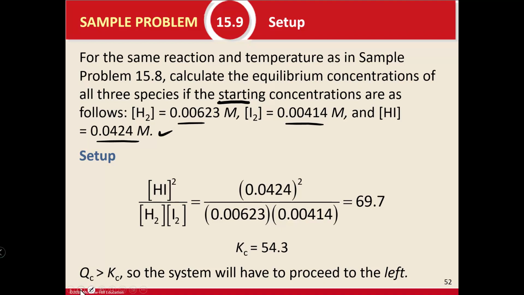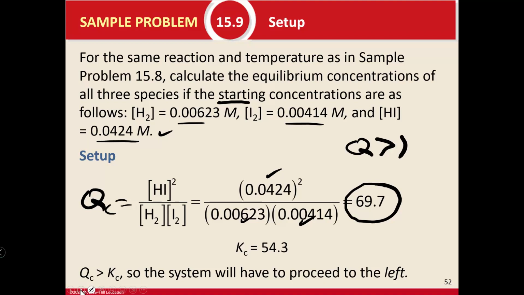So when there's product initially present, you definitely have to calculate Q, the reaction quotient. It looks just like the equilibrium expression, but you plug in these initial concentrations, and this is what you get for the value. And what you find out here is Q is greater than K, because K is only 54.3.